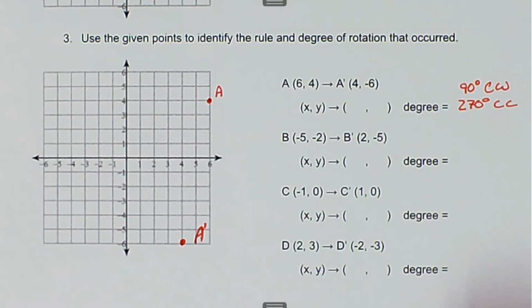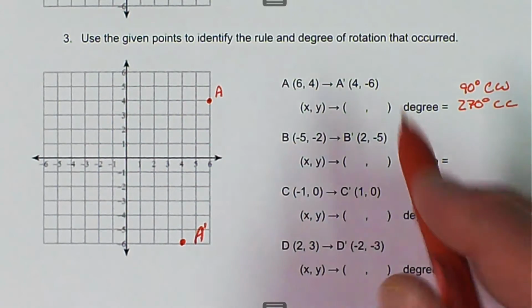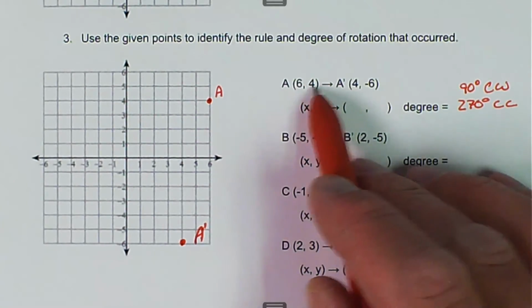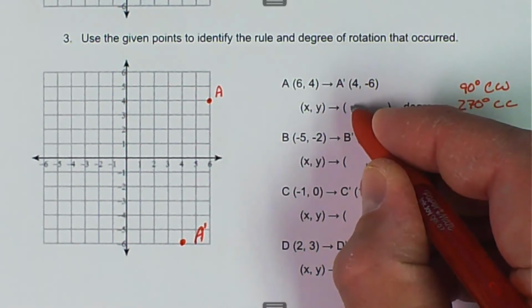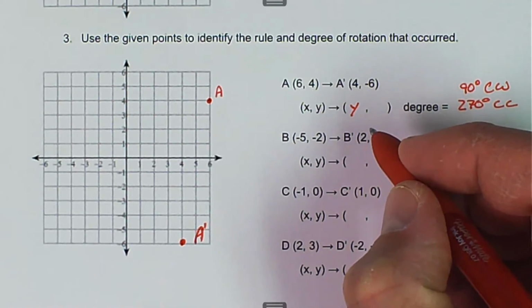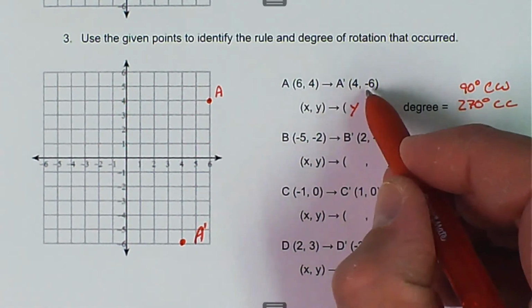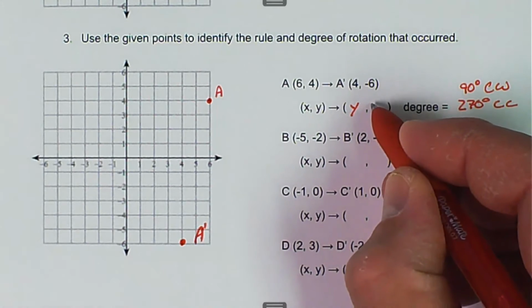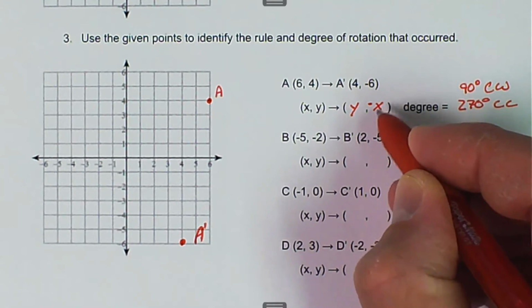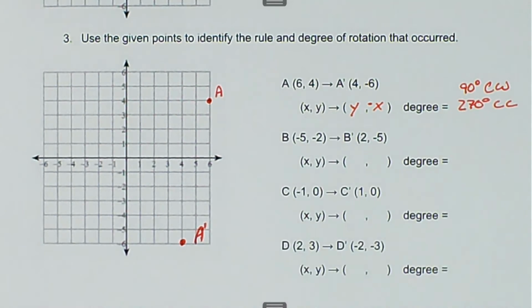Now, what's the rule? The rule for this one is our y became our x. So we're going to put y right here. And our x became negative, or our new y became negative the old x value. So that was the rule for that one.